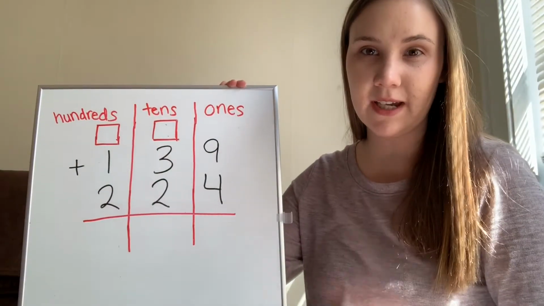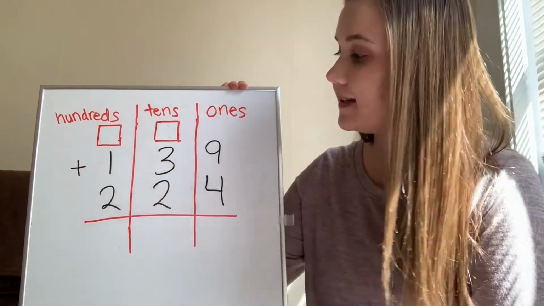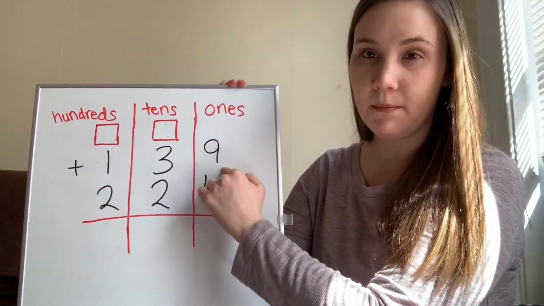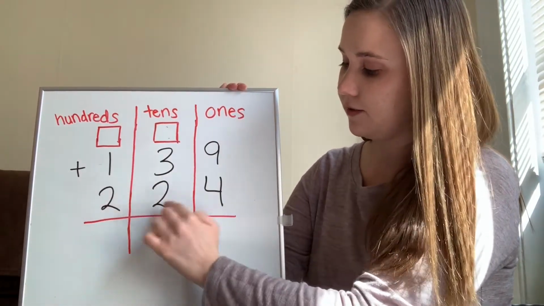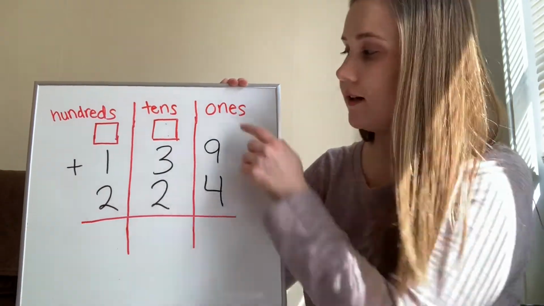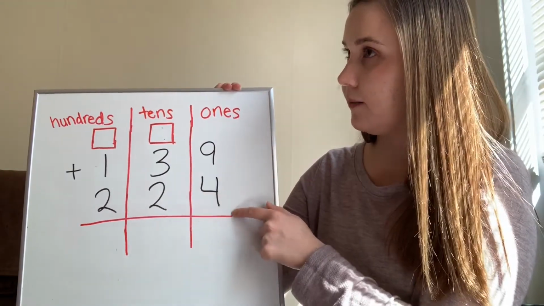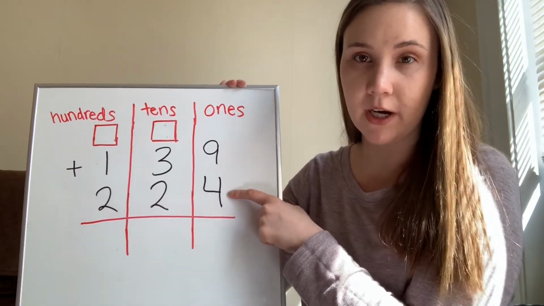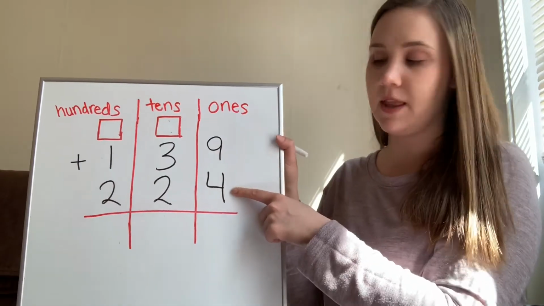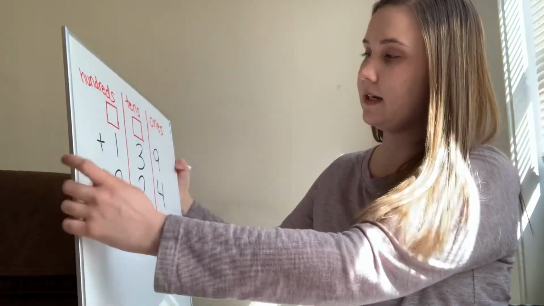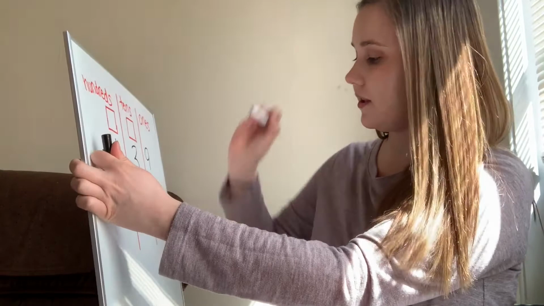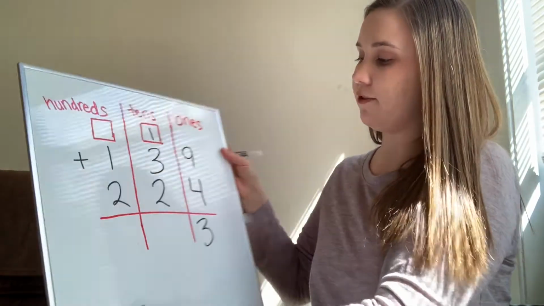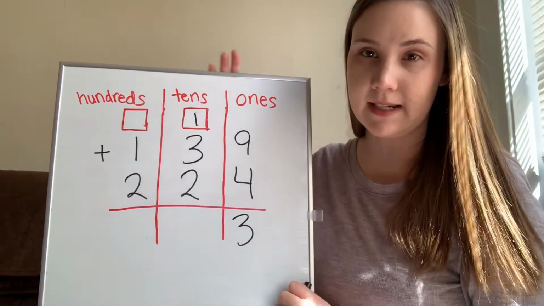All right, let's try another one with three digits. So we have 139 plus 224. So we start in the ones column. We have 9 plus 4. What does 9 plus 4 equal? If you said 13, that is correct. So I am going to write the digit 3 underneath the ones column and regroup the digit 1 into the tens column.